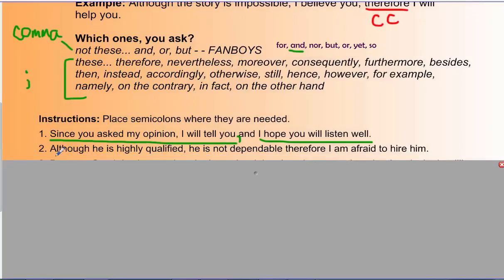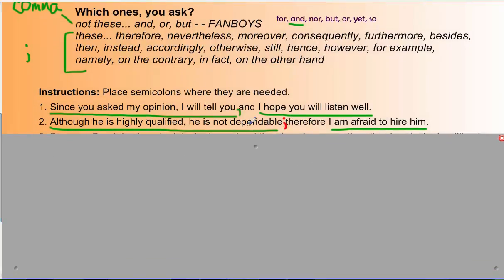Although he is highly qualified, he is not dependable. There's a sentence. I am afraid to hire him. Here's our conjunction in between. Therefore, that is not one of our fanboys conjunctions, so I'm going to use a semicolon in here. It's kind of picky, but we've got to know these fanboys conjunctions up here.